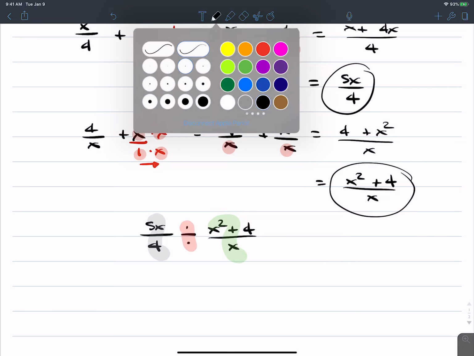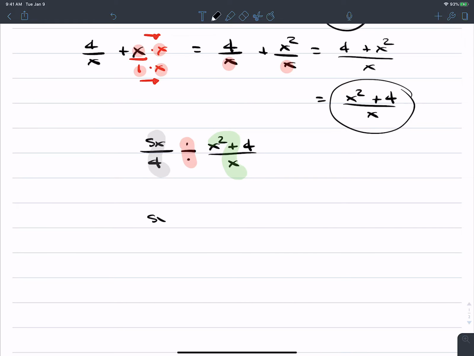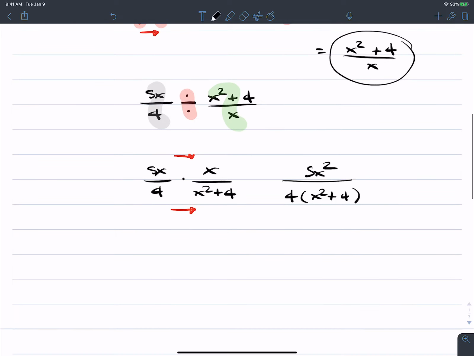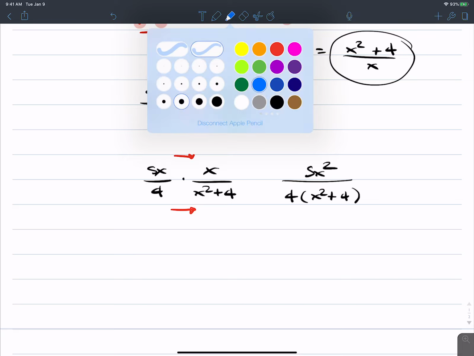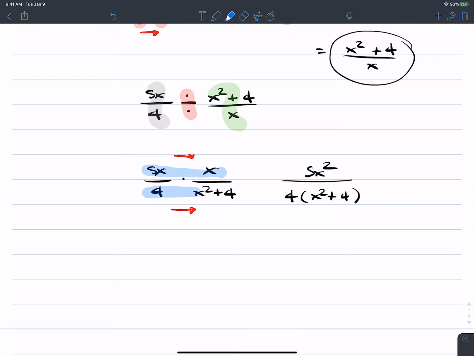So how we divide fractions is we keep the first fraction the same, 5x over 4, and we multiply by the reciprocal of the second fraction, which is x over x squared plus 4. And now again we have to multiply, and you'll end up with 5x squared over 4 times x squared plus 4. Because we're going to multiply across here. This is what we mean by across. Horizontally across. So 5x times x gave us the 5x squared. 4 times x squared plus 4 is 4 times x squared plus 4, as you see.